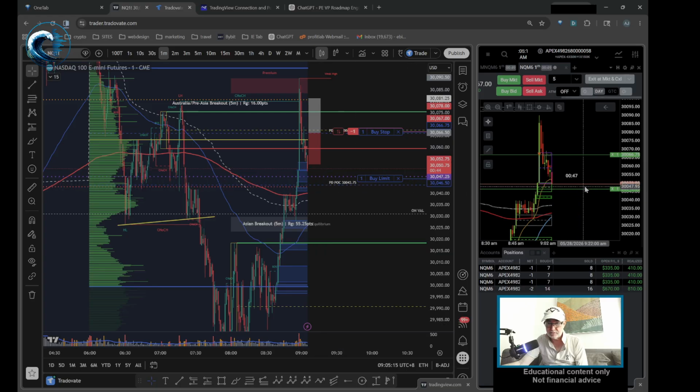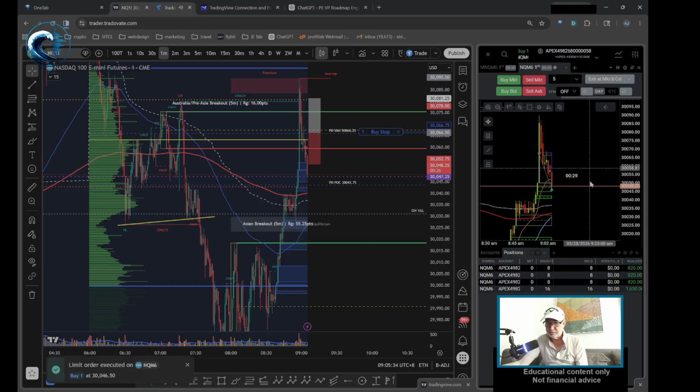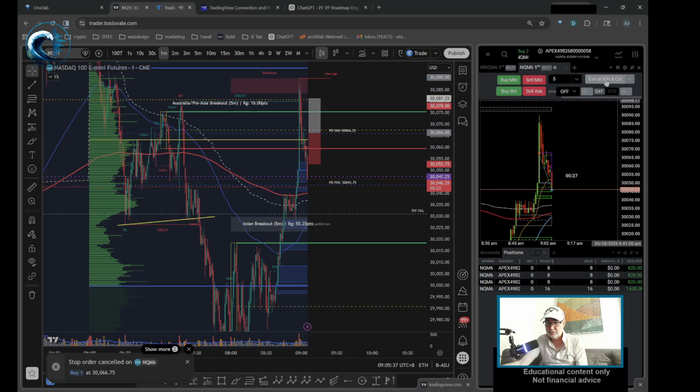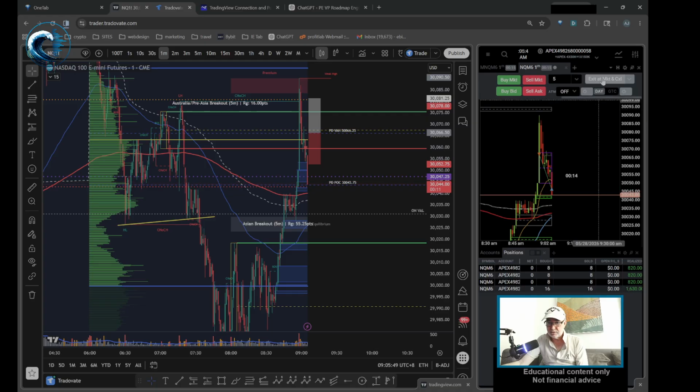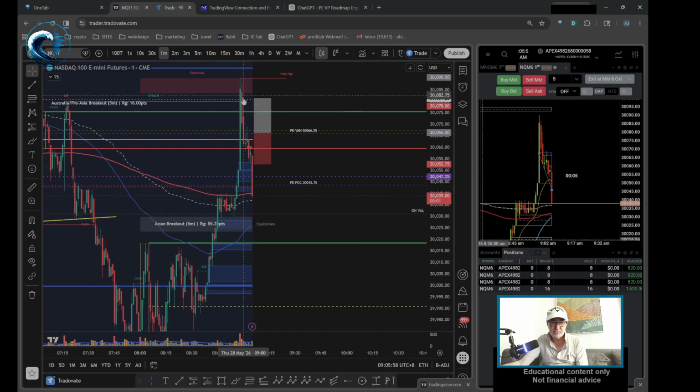Should get down to the POC. Come on, you can do it. Order filled. Okay. Order cancelled. That's good. Alright, so that's a good little... so we're under POC now. It's going to be a bit of a V-shaped recovery straight away.